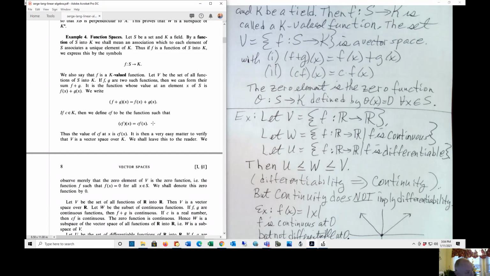Now, you know that that is the definition of a function in college algebra. You know, every x gets mapped to only one y value.